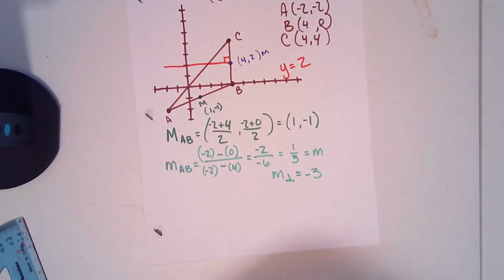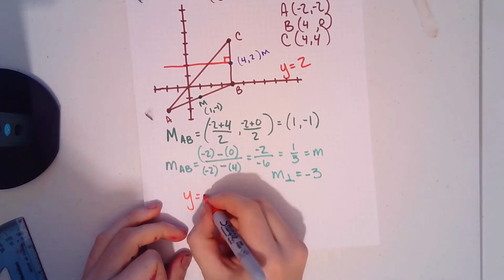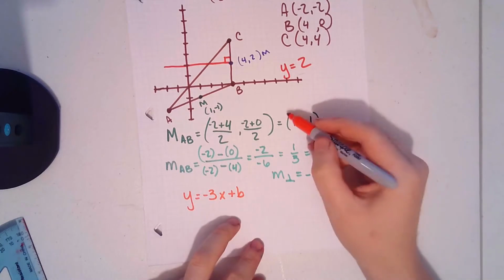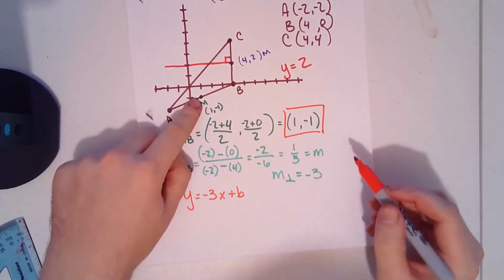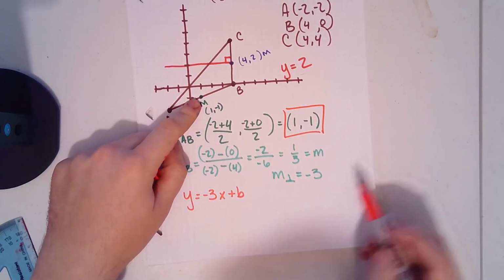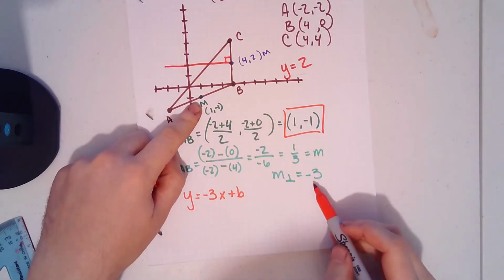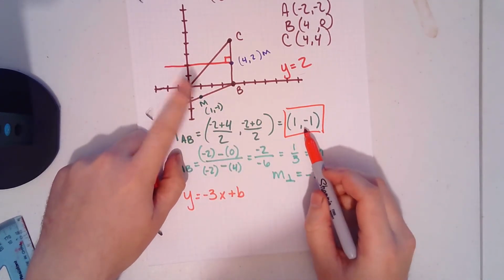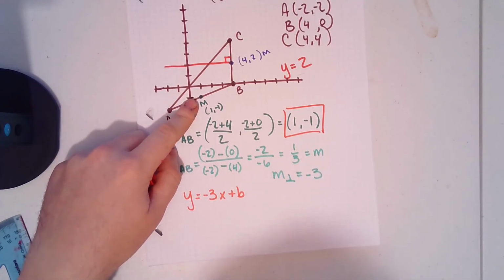So I'm going to write y equals our slope, which is -3, x plus b, and I'm going to use this point right here, because that's the point I want my line to go off of. I want it to be 90 degrees to AB. I want it to be perpendicular, so I'm going to use the perpendicular slope. And then I'm going to have it go through this point. So I'm going to plug this point in and solve for b.